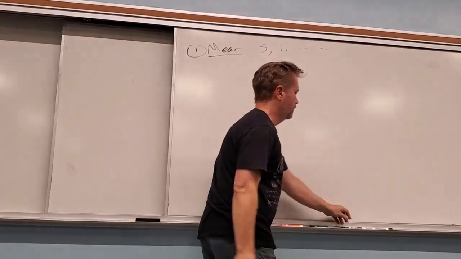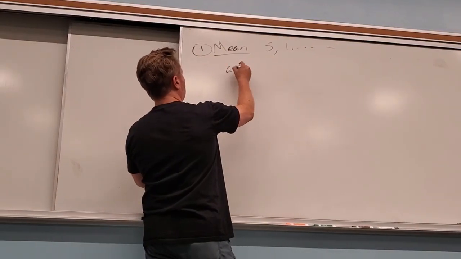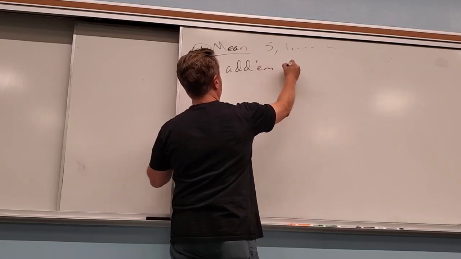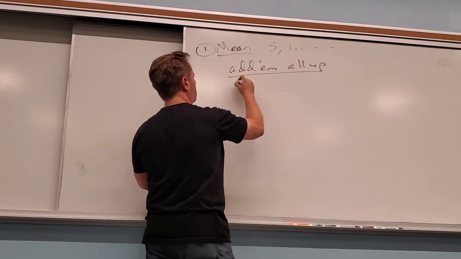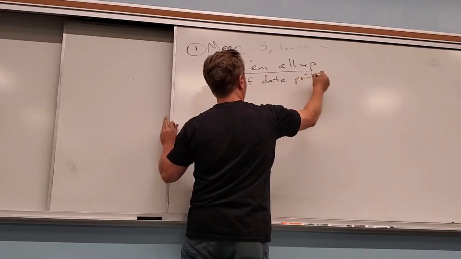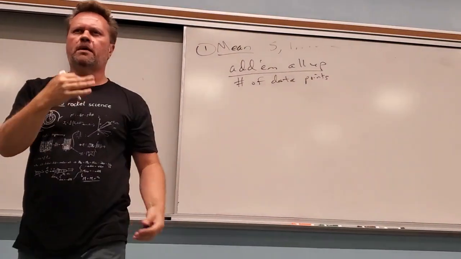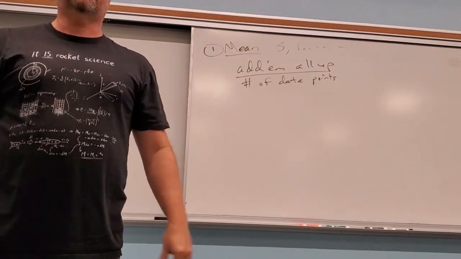Okay. Add them all up, and divide by how many of them there are, the number of data points. That's what you would tell somebody. You maybe wouldn't say data points, but you add up all the numbers and divide by how many there are, right?